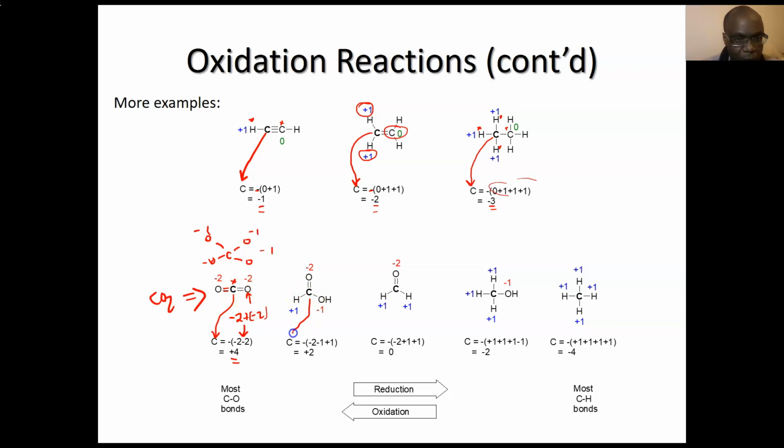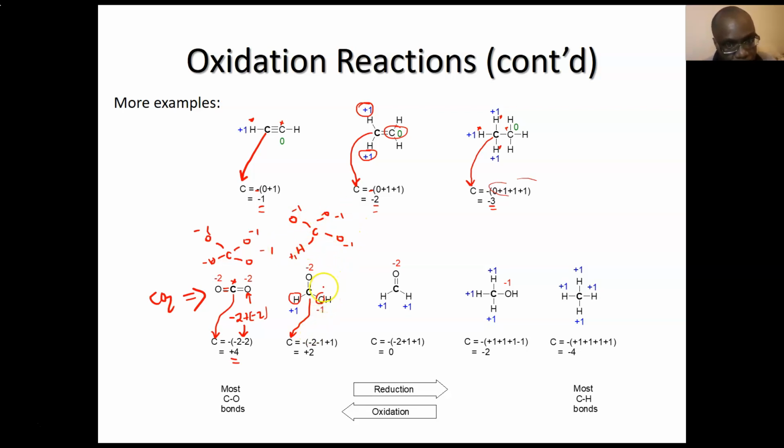For this carbon in the middle, it's directly bonded to the hydrogen, the oxygen, and this doubly bonded oxygen, which I could easily draw it like this. So I have plus 1, I have negative 1, negative 1, negative 1. Okay.